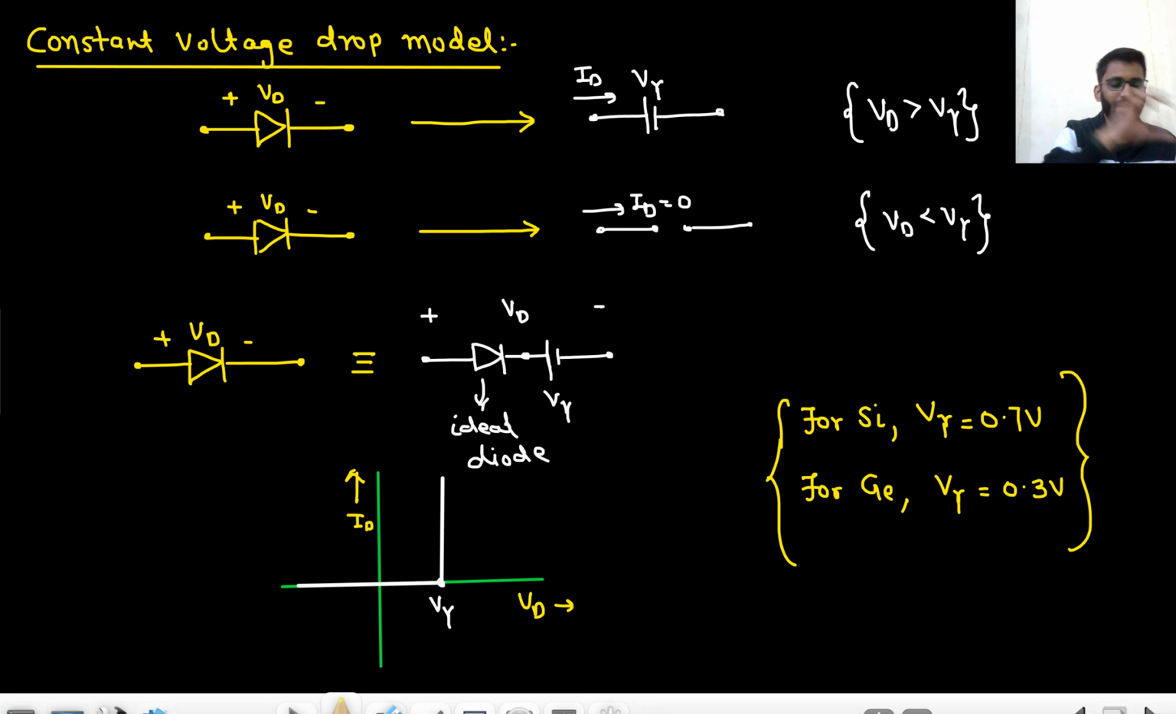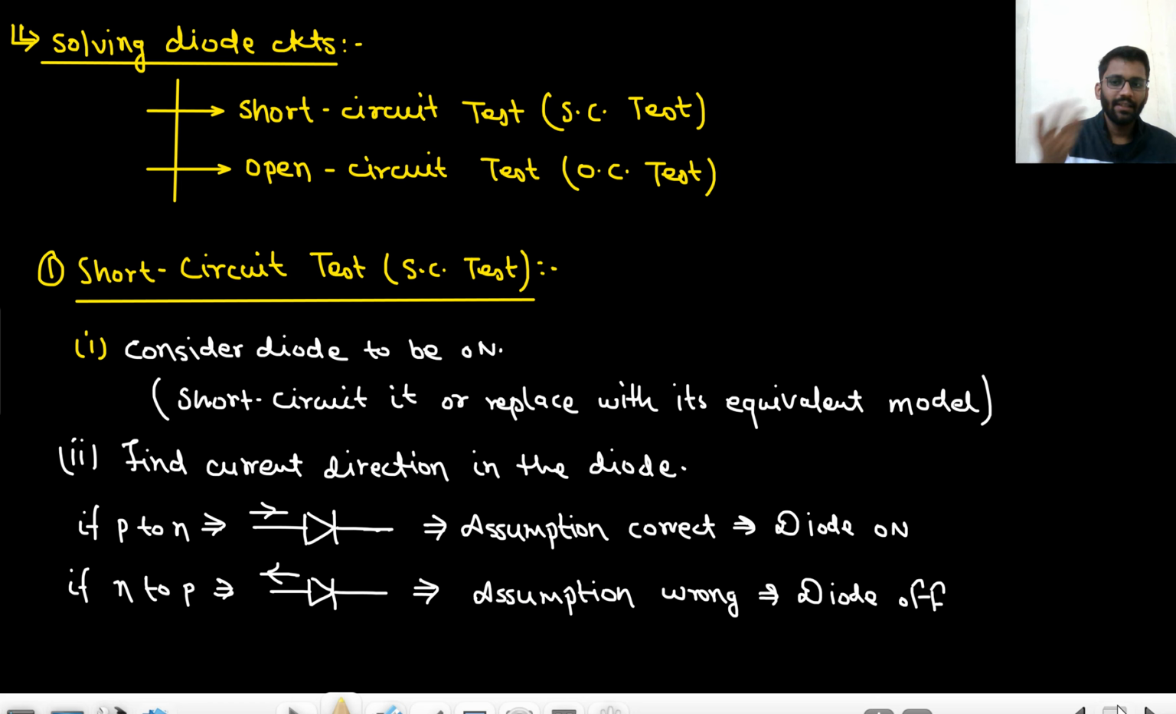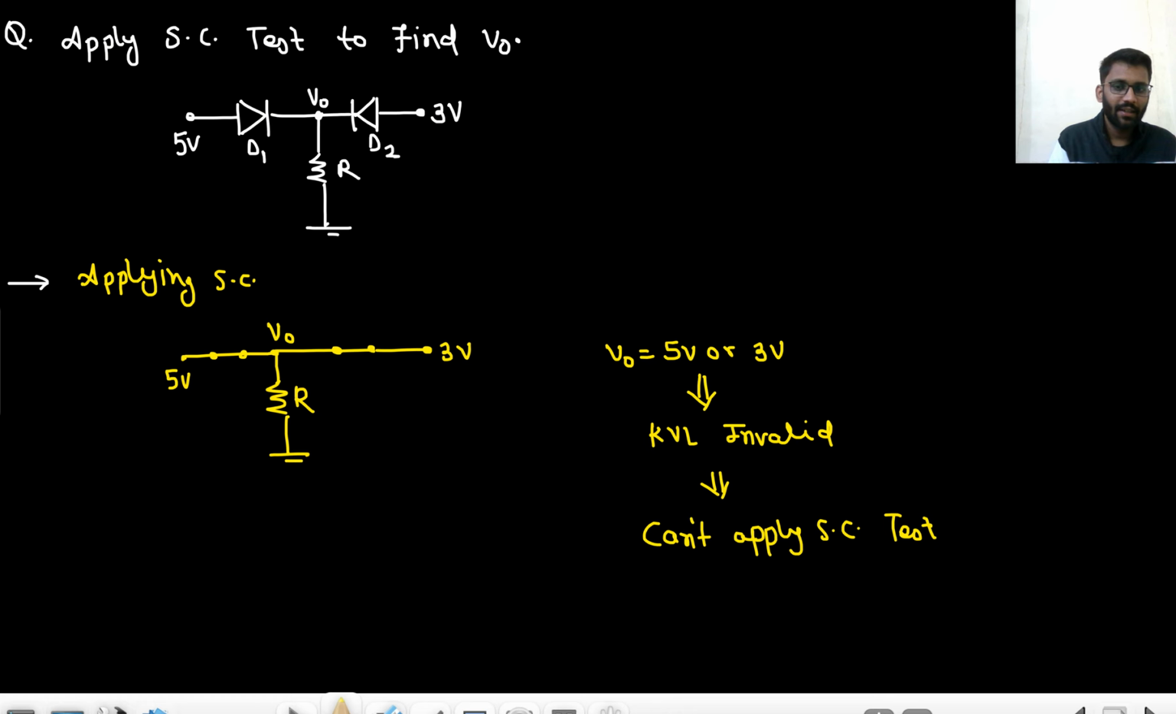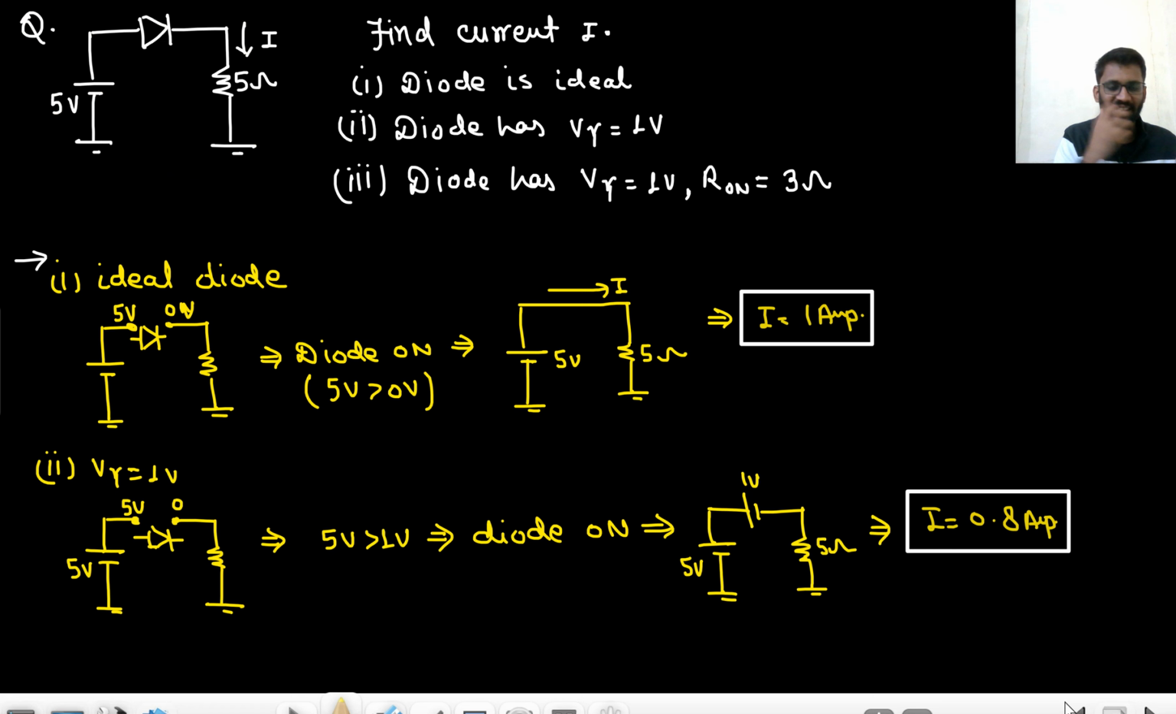Then you saw the short circuit test: turn on the diode and see the direction of current. In case of the open circuit test, first turn off the diode, that means replace it with an open circuit, then see the potential. If it is greater than the V gamma potential, that means greater than the cut-in voltage, the diode will be on, otherwise it will be off. So this is the complete summary of the complete lecture.